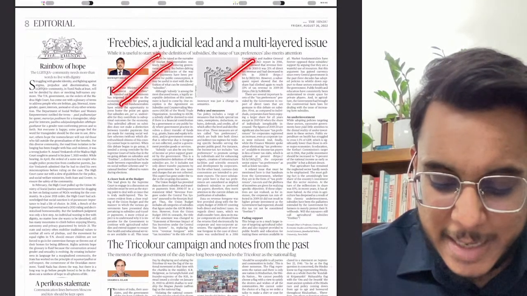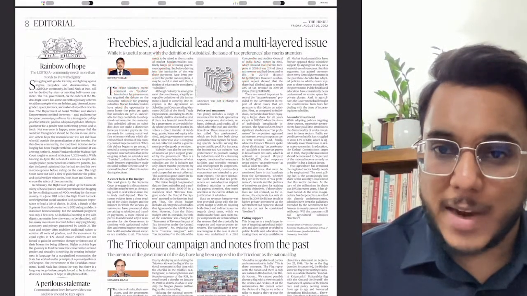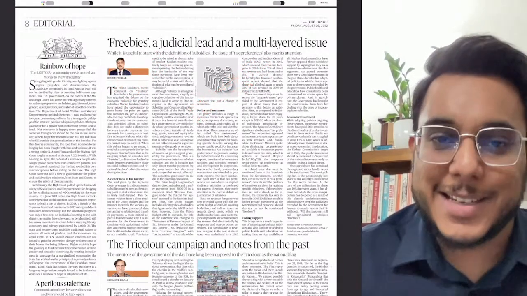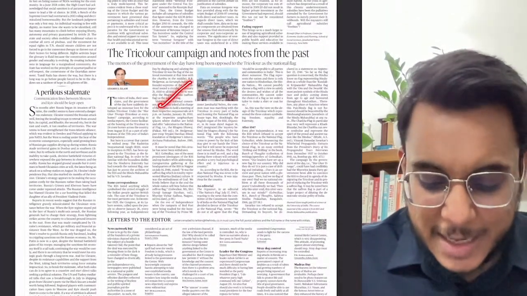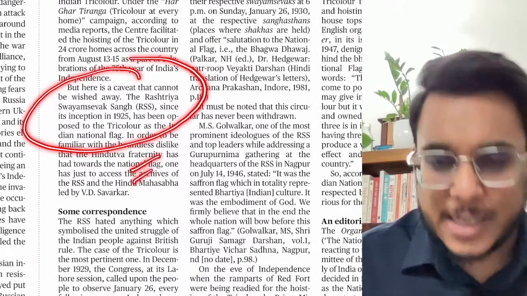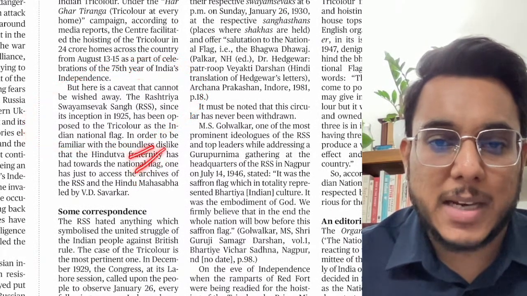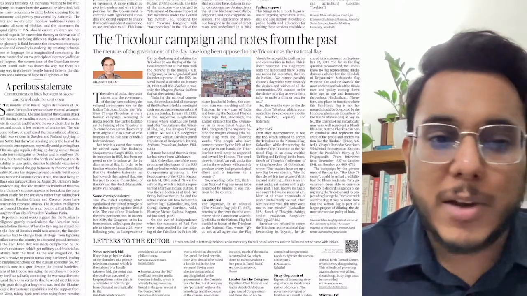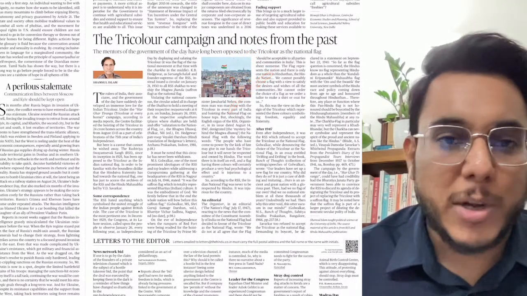Freebie is a judicial lead and a multi-layered issue. Fine. So guys, we'll see this article on freebies. Every day this article is coming. Then the tricolor campaign and notes from the past. Now guys, this article is talking about how the RSS since its inception was opposed to the tricolor. Now this is going on, the RSS history and all those things. This happens to be a political article, so for our examination, this article is not important. No need to go into this.